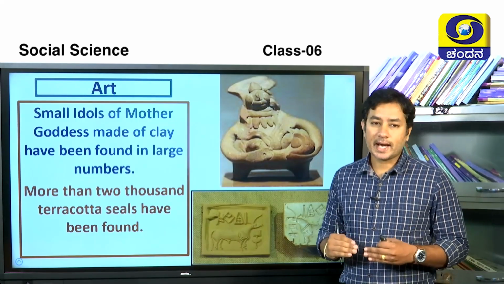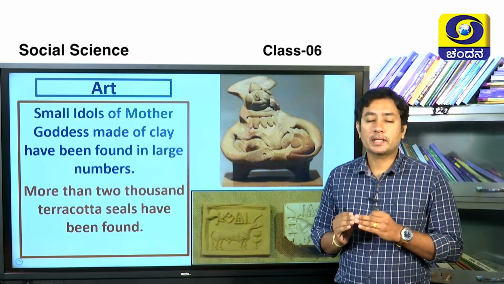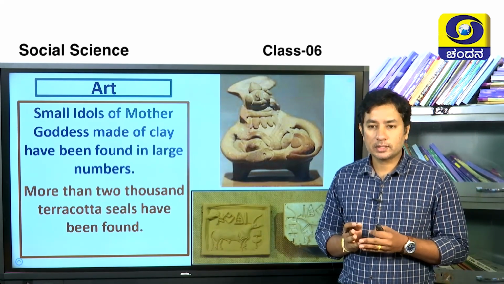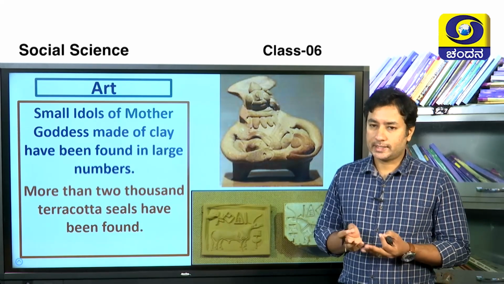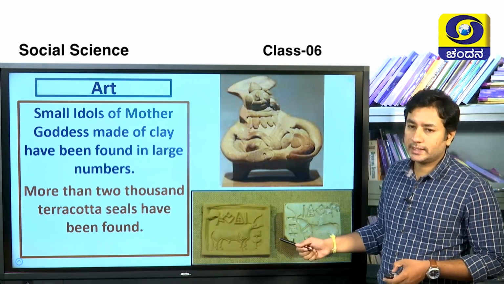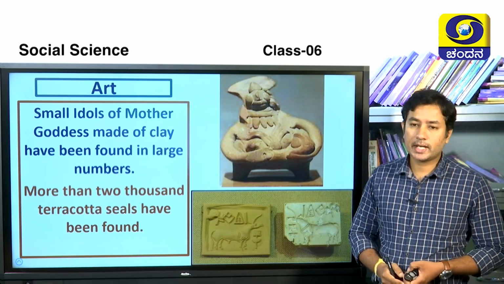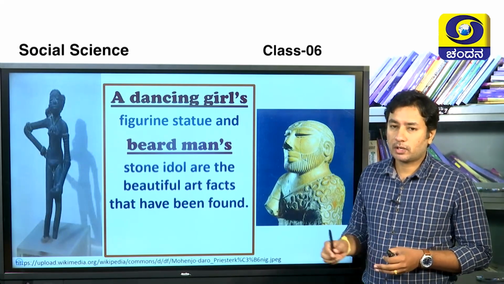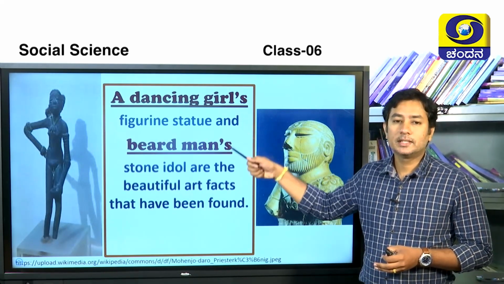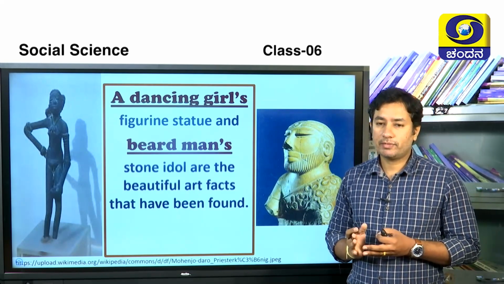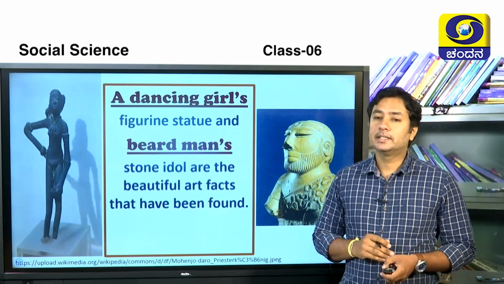If we come to the art, small idols of the mother goddess, here you can see the mother goddess. This kind of idol is available all over the sites. More than 2000 terracotta seals have been found. These are seals, such seals have been found in the Harappan civilization. The famous sculptures of the Harappan civilization are the dancing girl and the bearded man. These are the two artifacts which can still be seen at these sites.